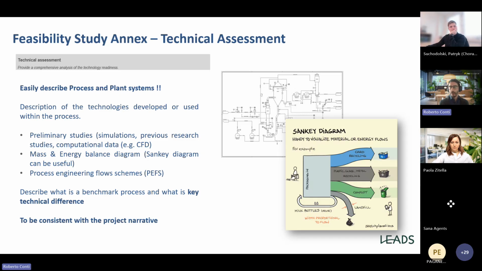Nevertheless, you need, of course, detailed technical information, and you should use appropriate engineering terminology. But try to make it easy, because of course the evaluators are experts, but you have a lot of information to show, and everything should be clear, comprehensive, and coherent with the narrative. So try to explain everything in an easy way.